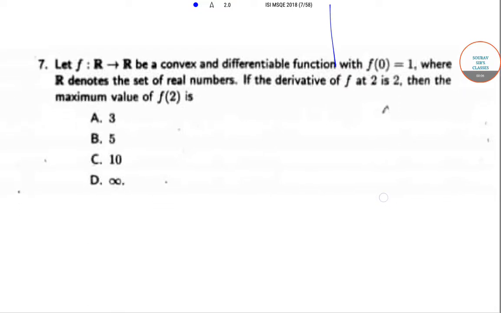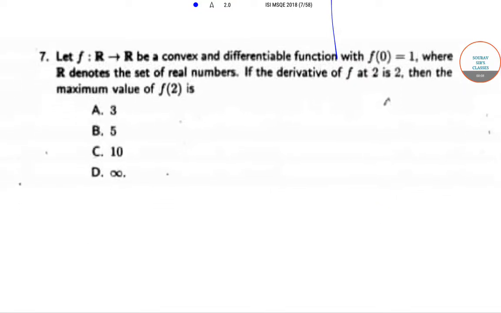Today we'll be solving the ISI MSQE question paper of year 2018. Today we'll be solving question number 7. Let's start with question number 7.